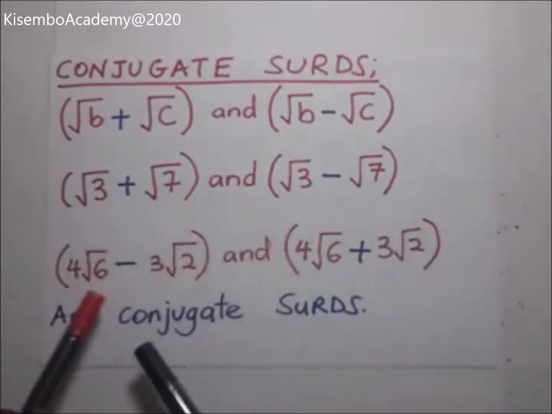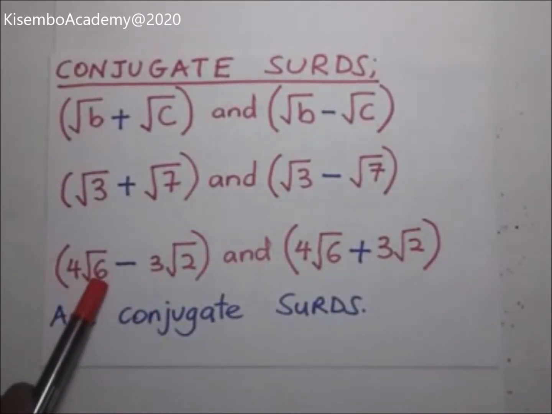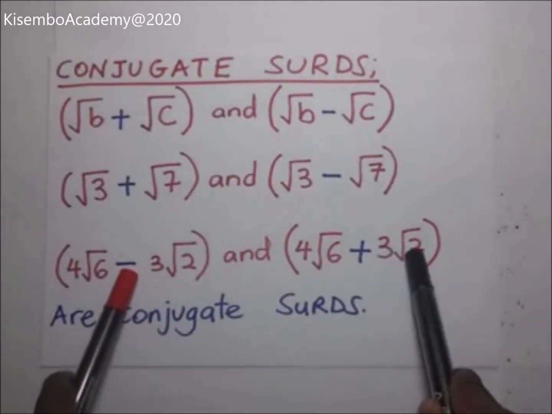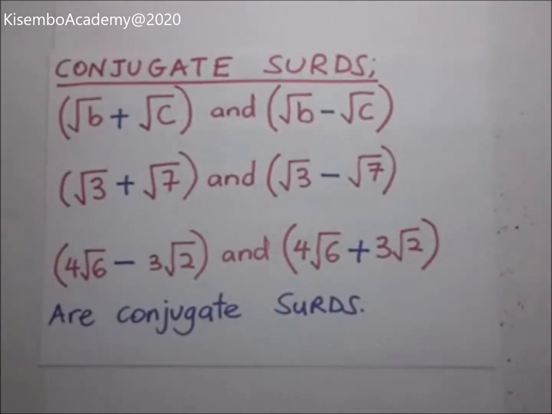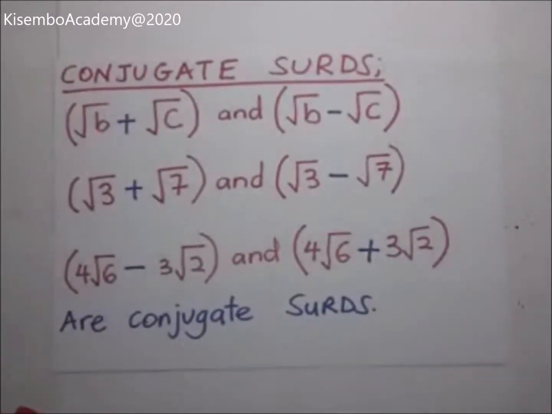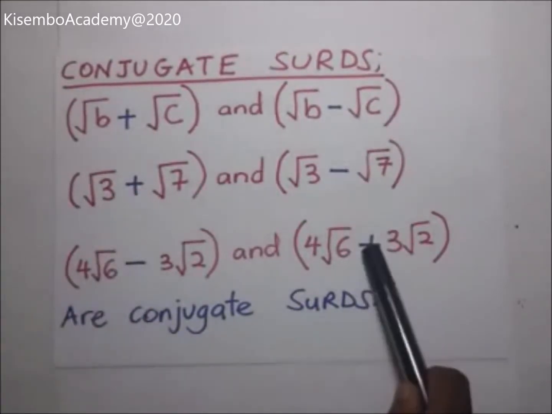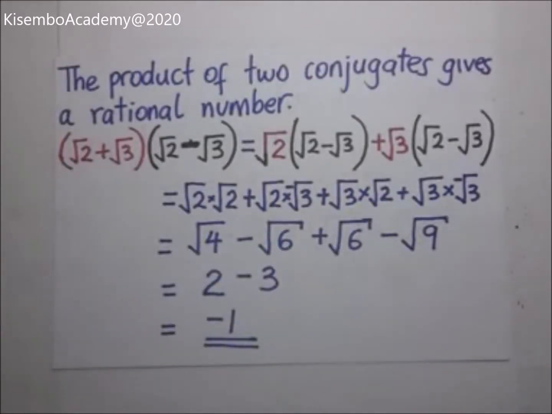It's the same with these mixed surds. 4 root of 6 minus 3 root of 2. Then we have 4 root of 6 plus 3 root of 2. These two are conjugate surds. They are the same figures. The only difference is that one is a plus, the other is a minus. Now, what happens when we multiply these two conjugate surds? When we multiply these two conjugate surds, we get what we call a rational number. Now, a rational number, remember we said, is a number that can be expressed in the form of a fraction.